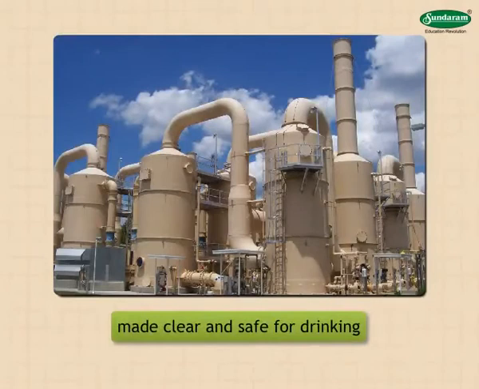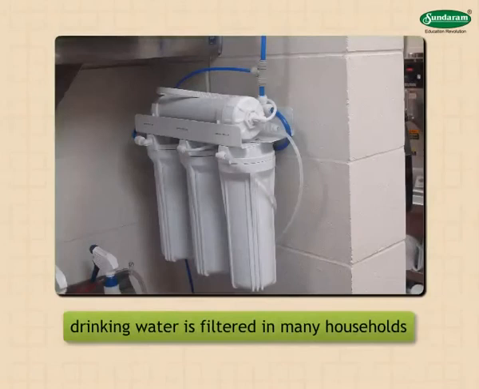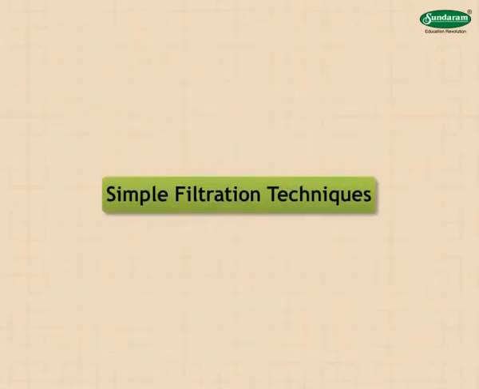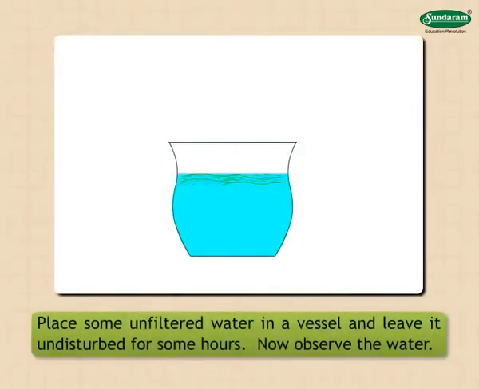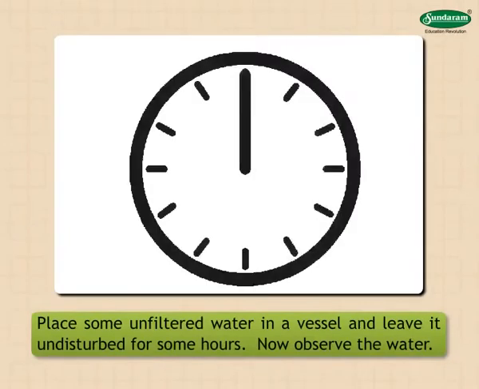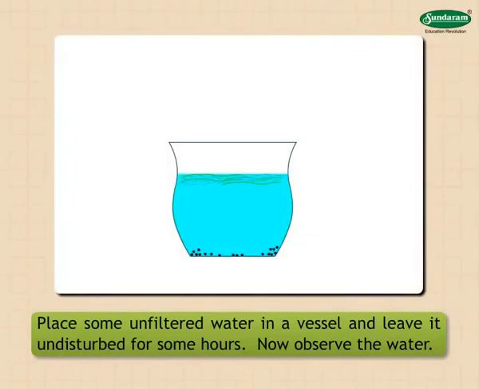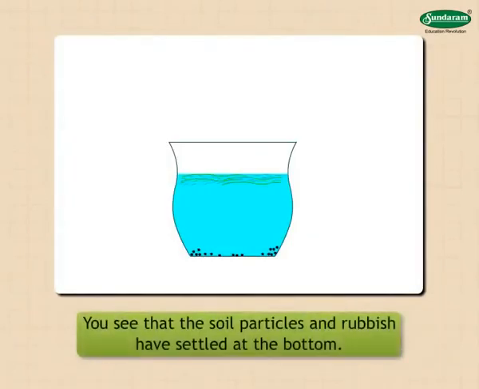Various methods are used to make water safe for drinking. Nowadays, drinking water is filtered in many households. Simple filtration techniques. Try this. Place some unfiltered water in a vessel and leave it undisturbed for some hours. Now observe the water. You see that the soil particles and rubbish have settled at the bottom.